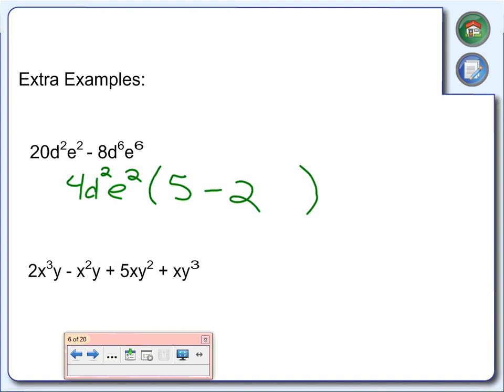But I need d to the 6th power. Right now all I have is d squared. So Olivia, help me out here. What do I need? D to the what power? Remember, when I get done, I should end up with d to the 6th.